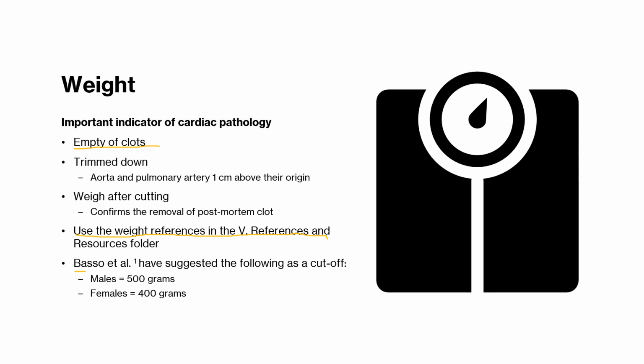If you ever go to an area that doesn't have a rule for its own cutoff, or just to raise a red flag in your own head, this paper suggests that once you have a male with a heart over 500 grams and a female with a heart over 400 grams, that should be some sort of alert that this is abnormal. Again, if you don't have access to reference ranges.